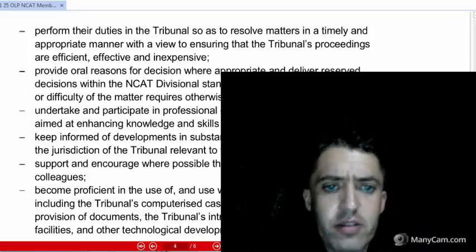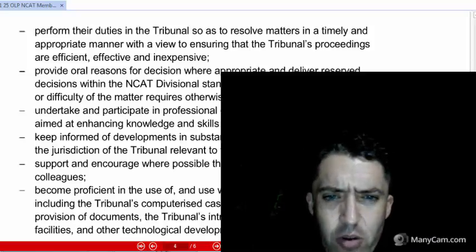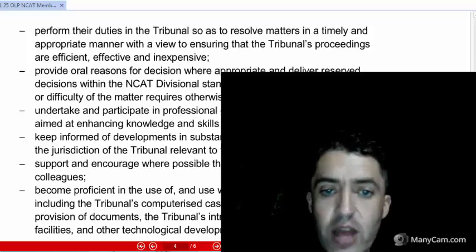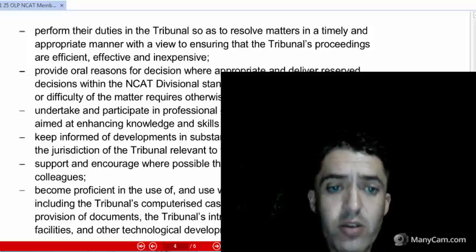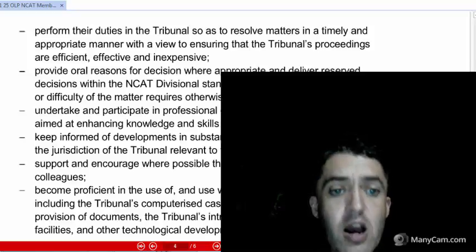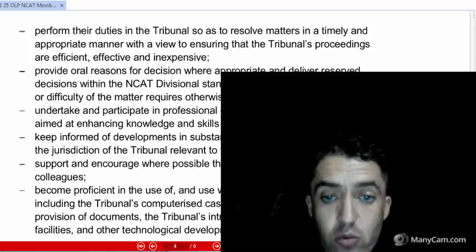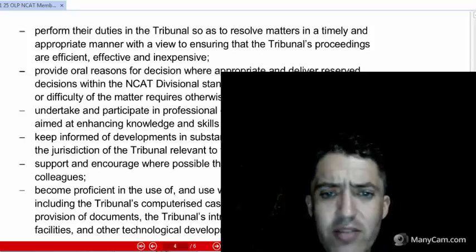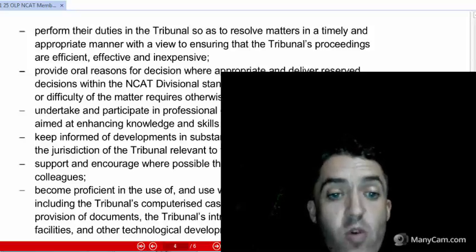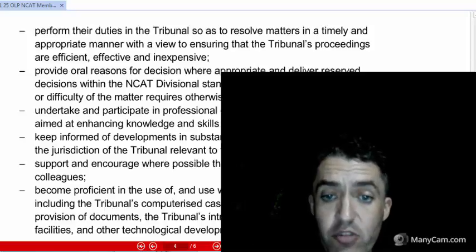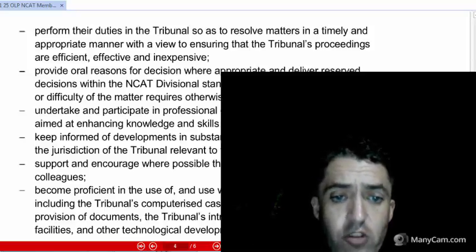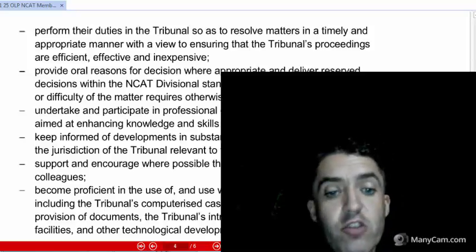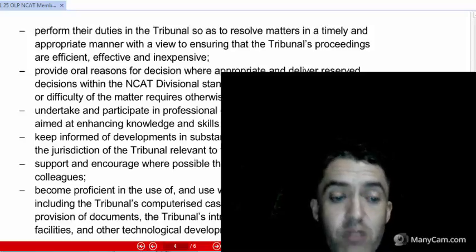Provide oral reasons for decision where appropriate and deliver reserved decisions within the NCAT divisional standards except where the complexity or difficulty of the matter requires otherwise. Undertake and participate in professional development and training programs aimed at enhancing knowledge and skills relevant to their duties. Keep informed of developments in substantive and procedural matters within the jurisdiction of the tribunal relevant to their duties. Support and encourage, where possible, the professional development of colleagues.